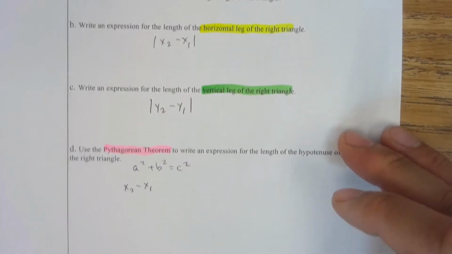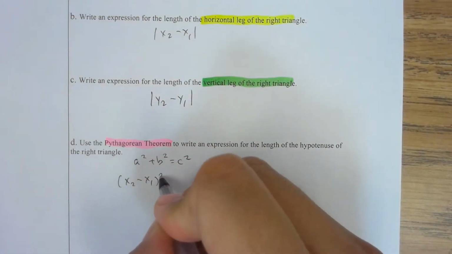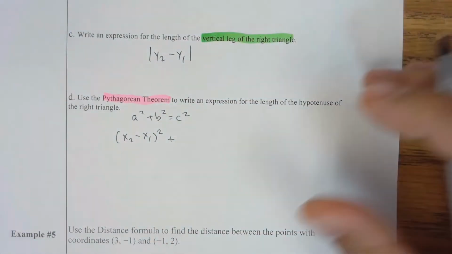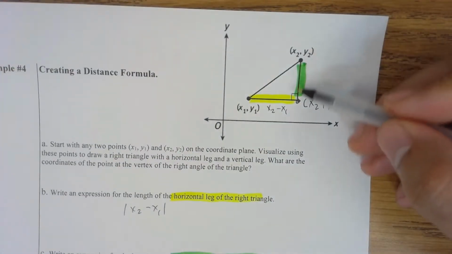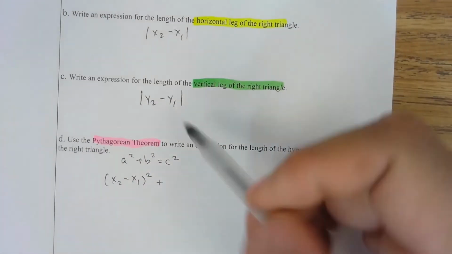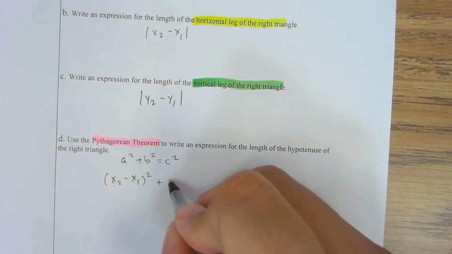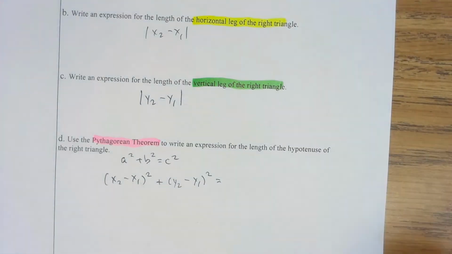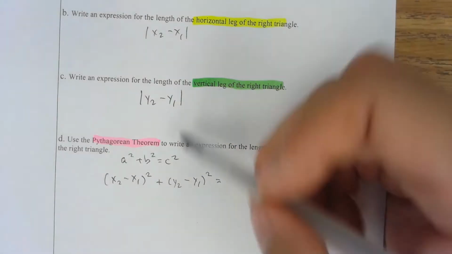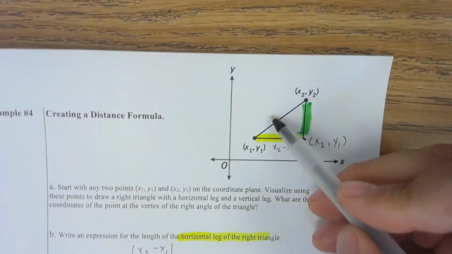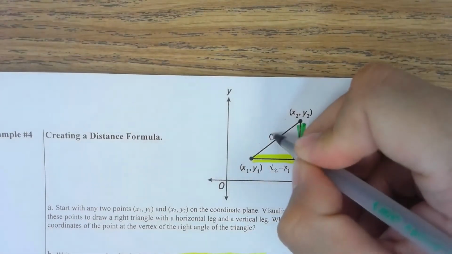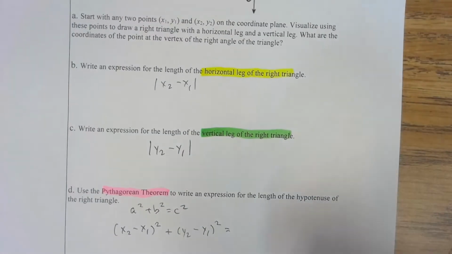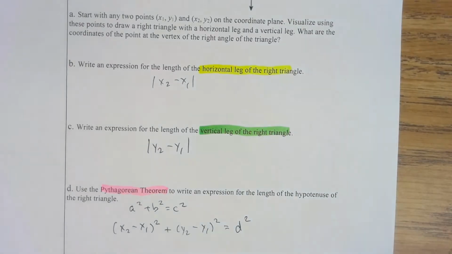Plus the b right here is the vertical one right here. And again, because we square it, we don't need the absolute value of that. So it should be y2 minus y1 squared. Equal, well, the c is the hypotenuse, but we don't know what this is. So let's call this d here. Okay. So that's going to be d squared.